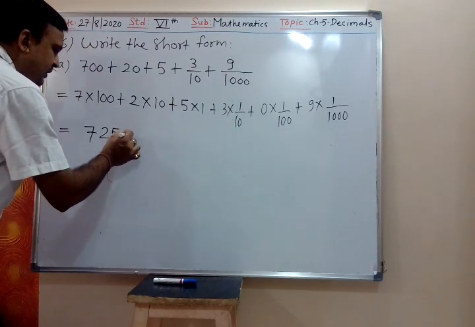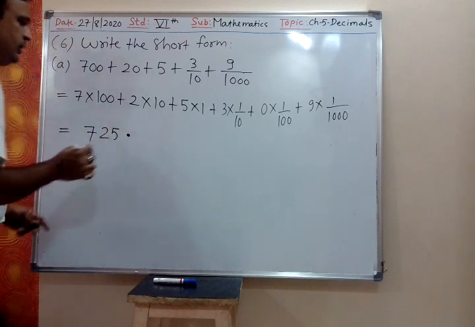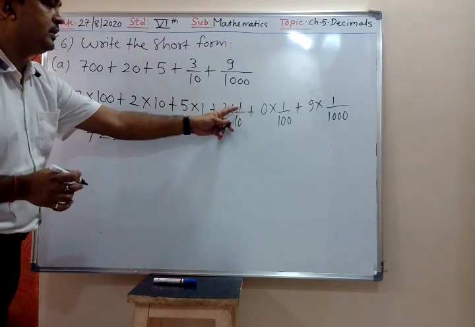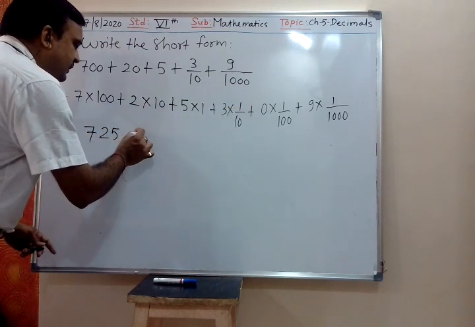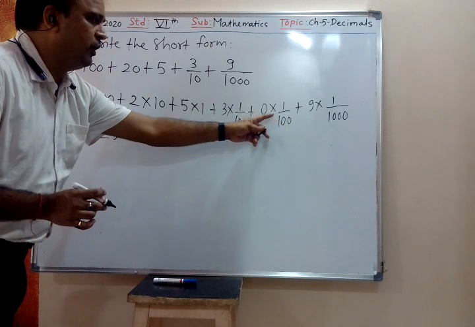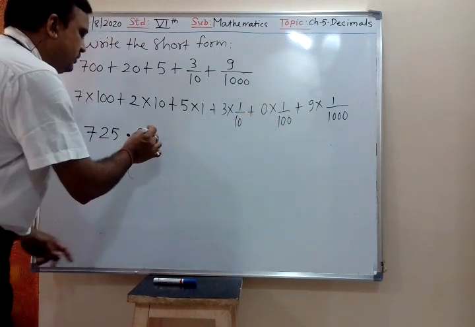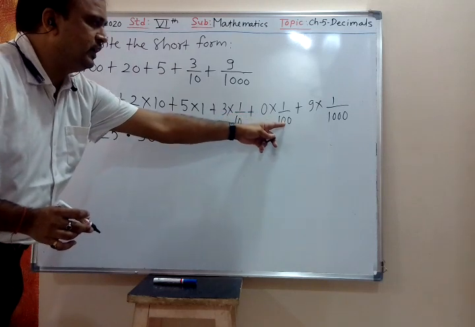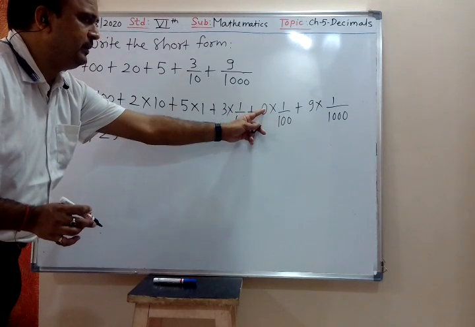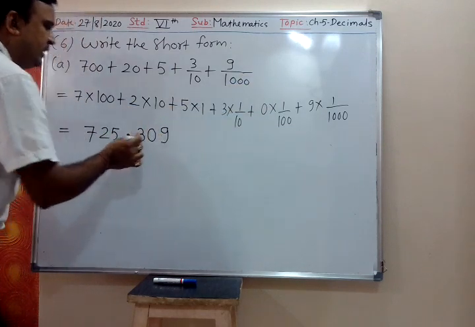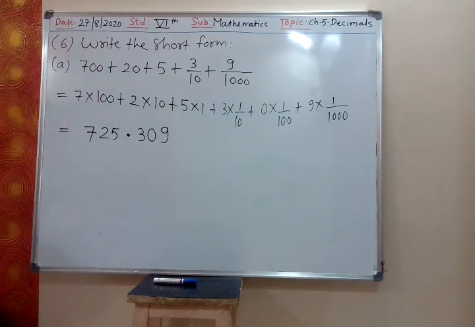So I will write the decimal point. What is the position of 3? Tenths position. So the first digit will be 3. Now the second position is hundredths, and that digit is 0, so I will write 0. At the thousandths position, the digit is 9. So it is 725.309.